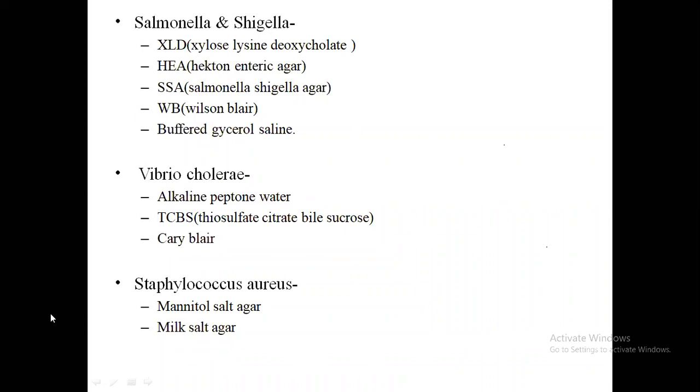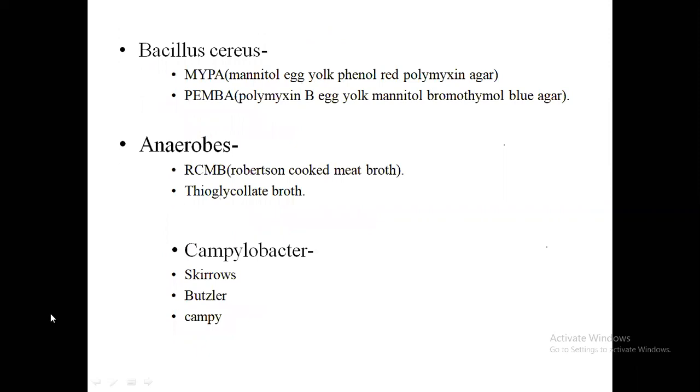Like for Salmonella and Shigella, they use XLD, HEA, SSA, Wilson Blair, buffered glycerol. These are all the few different cultures they use for these infections. For Vibrio cholerae, alkaline peptone water, thiosulfate citrate bile salts sucrose agar. And for Staphylococcus aureus, mannitol salt agar or milk salt agar they may use.